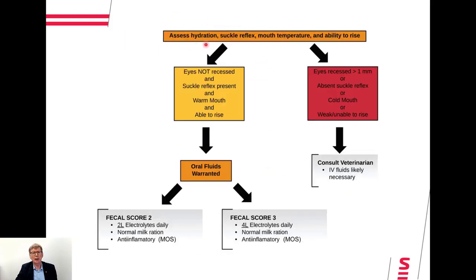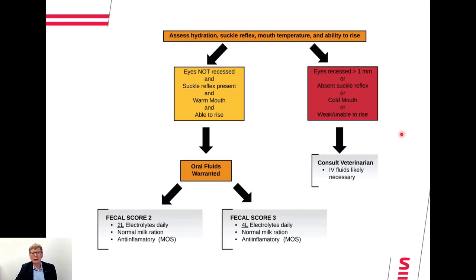So at the bottom of the last slide, we were going to assess the hydration, the suckle reflex, the mouth temperature, and the ability to rise. Now we're going to look at the eyes. Are the eyes not recessed or are they recessed? Is the mouth still warm? Is the calf able to rise? Then we're going to go with the oral fluids, and with the score 2, we give 2 liters. With the score 3, we give 4 liters, in addition to the normal milk and in addition to the anti-inflammatory meloxicam oral solution.